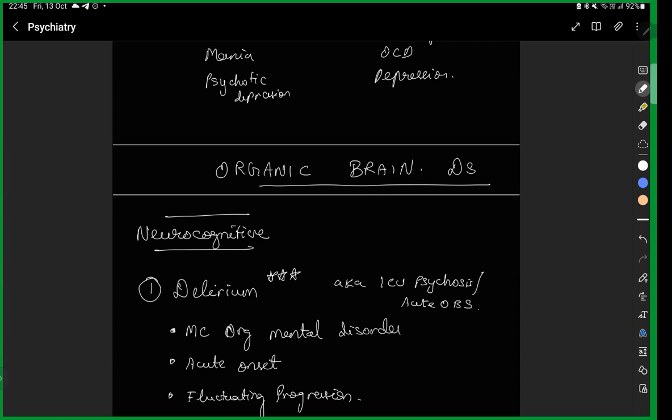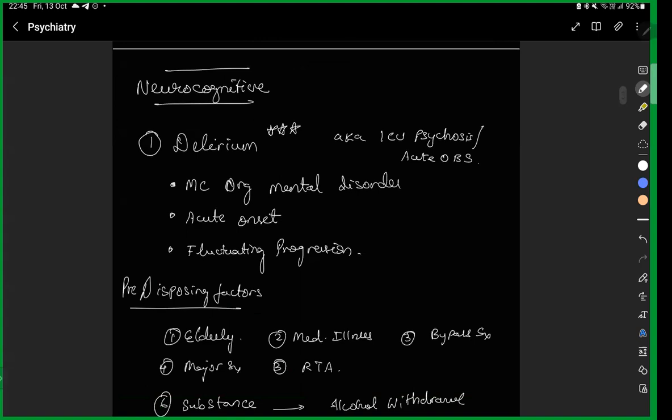Neurocognitive disorders. The first one, an important essay question that can be asked in the exam, is going to be delirium. What is delirium? Delirium is otherwise called ICU psychosis. The most common cause of organic mental disorders is delirium. It is acute onset, and they have a fluctuating progression.